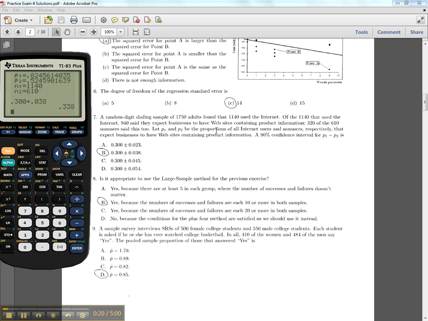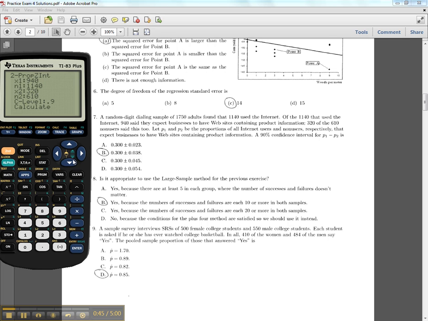Let P1 and P2 be the proportions of all internet users and non-users, respectively, that expect businesses to have websites containing product information. A 90% confidence interval for P1 minus P2 is... so a two proportion z interval is what we're doing here. So what you want to do is you go to STAT, TESTS, and towards the bottom you have 2-PropZInt. All right.